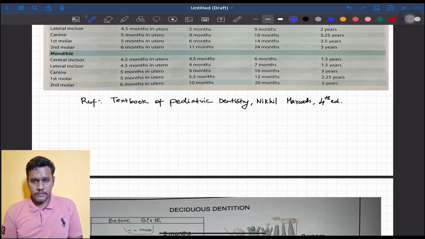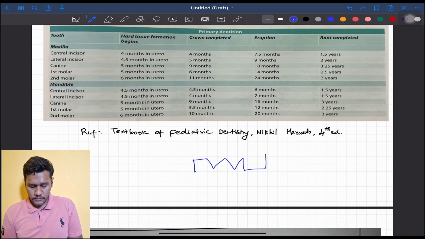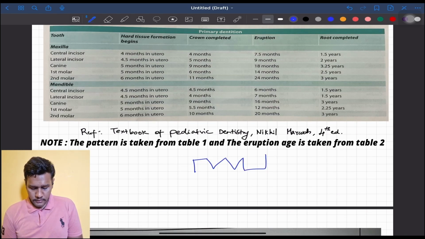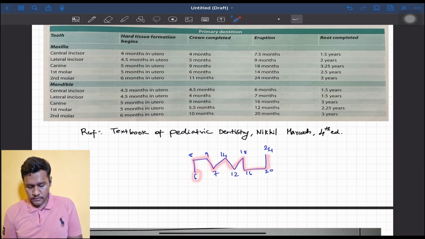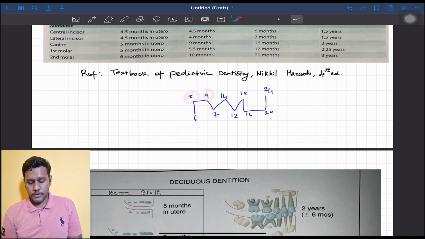I will give an example from the previous pattern. So you can easily remember from this pattern. 6, 8, okay. In this table they gave 7, let's take 7. So the maxillary will be around lateral plus 2, 9. Canine given for 16, comes to 18. Then the second molars 20, 24. Like this you can easily remember the first tooth to erupt and the sequence of the pattern. It will be so easy to remember, and the tooth eruption ages also you can easily remember.